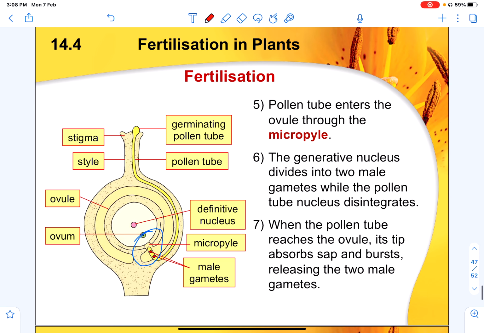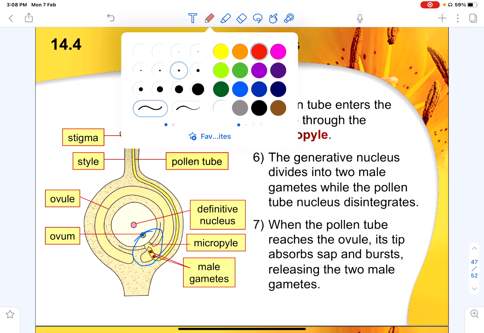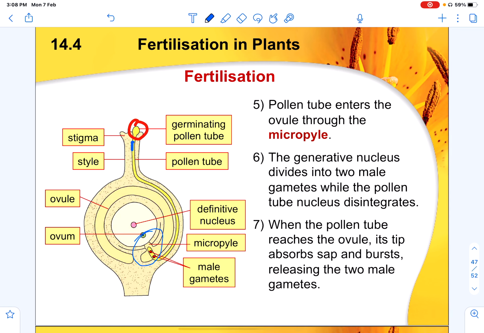So you can see the pollen grain is here, and later on it will form the pollen tube all the way down into this area called the micropyle. The micropyle is the opening where the pollen tube will enter the ovule, and the generative nucleus will then divide into two male gametes, while the pollen tube nucleus will disintegrate. Why? Because it has served its purpose to generate the pollen tube. When the pollen tube reaches the ovule, its tip will absorb the sap and burst, releasing the two male gametes.